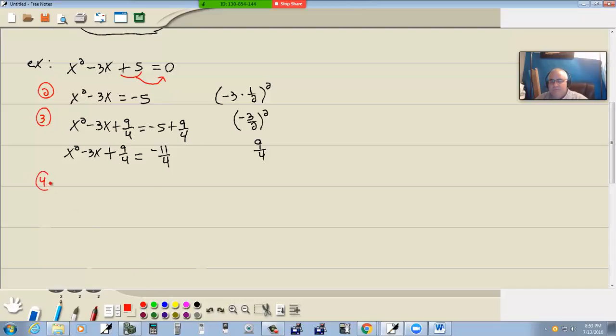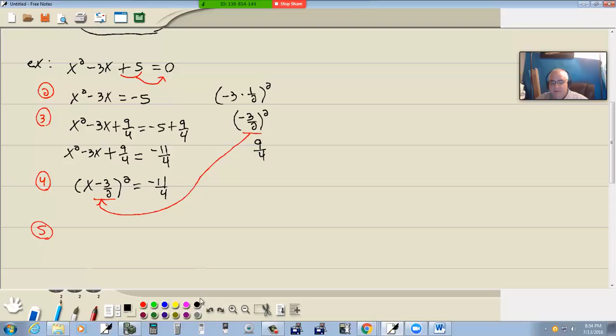Step 4. Back to the left side. This would be hard to do if you didn't remember the trick. So that factors as x minus 3 halves squared equals negative 11 over 4. Again, whatever number's right here, sign included, right before you squared, is always what goes in at that step.